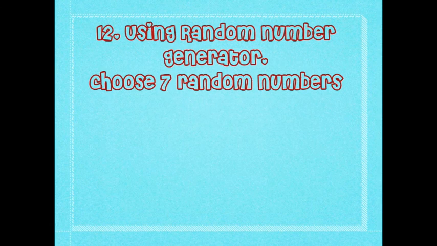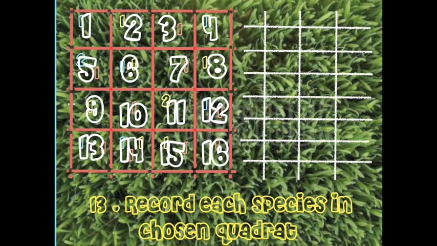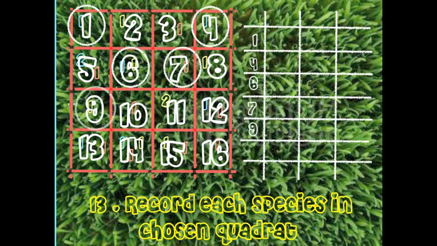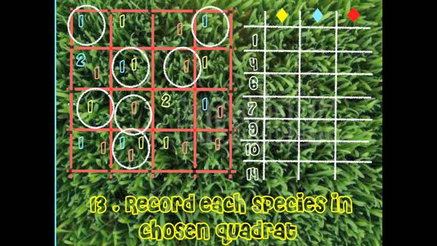So, now using a random number generator, choose 7 random numbers like this. Now record the number of each species in these chosen quadrats. In our case, the quadrat numbers chosen by the random number generator were 1, 4, 6, 7, 9, 10, and 14. Record the number of each species, yellow, blue, and red diamond, like this. Boom!